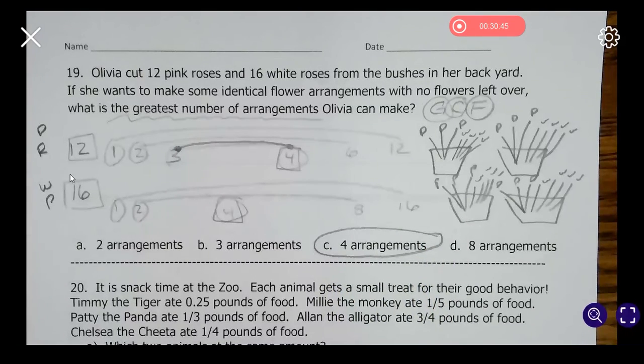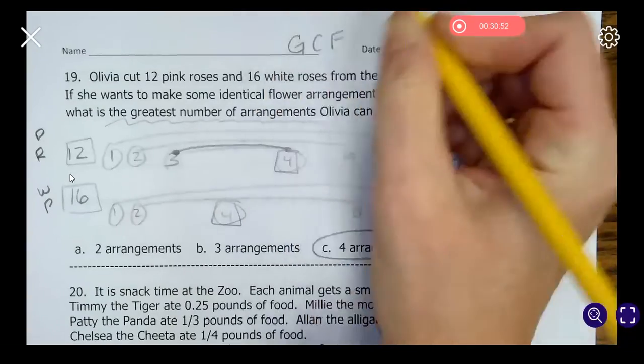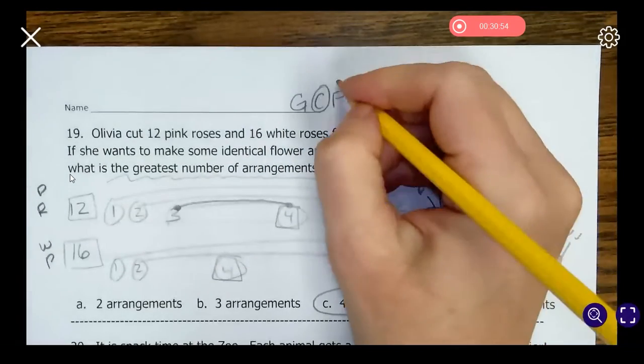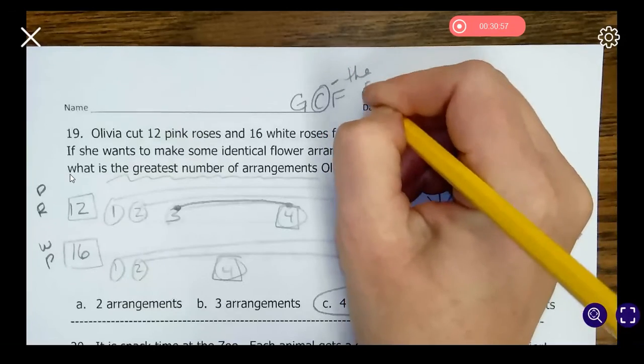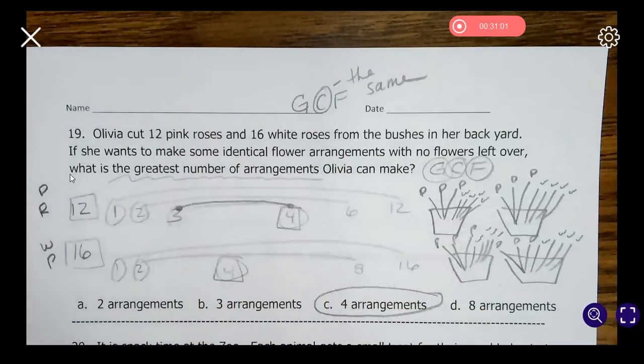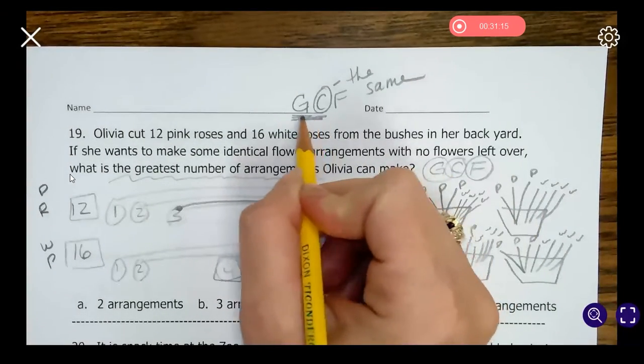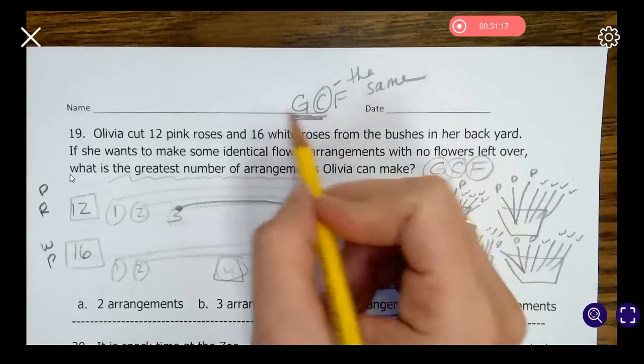All right. So again, greatest common factor. The word common means the same. And this problem is referring to having arrangements that are the same. So when they say they're looking for arrangements that are the same and the greatest number of the same arrangements, you've got 2 words that are telling you that this is a greatest common factor problem.